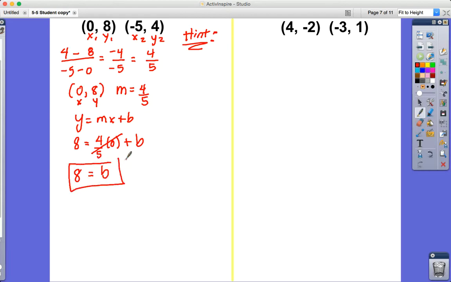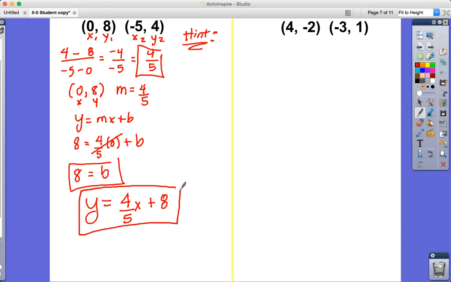I'm done. I got my m. I got my b. This is my m. This is my b. And now I have my equation: y equals 4/5 x plus 8. Y'all see that? Right.